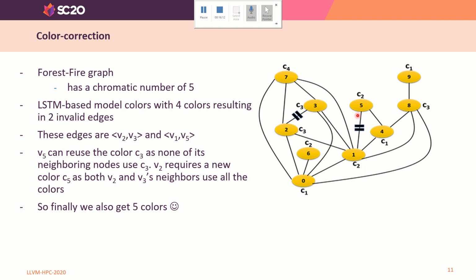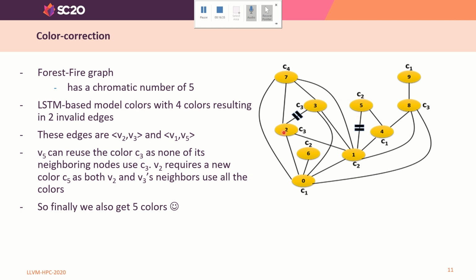Now, for this, what we need to do is use this postpass correction algorithm. And then what we can see is that V5 in this particular case can reuse the color C3, right? Because if you look at its adjacent nodes, they carry colors C1 and C2, so it can actually use C3.